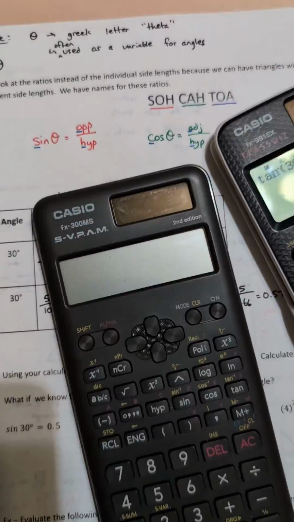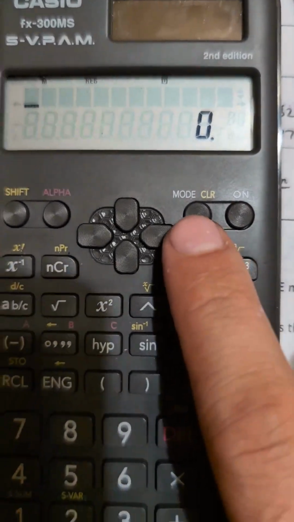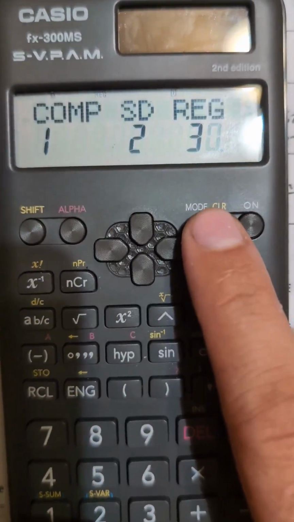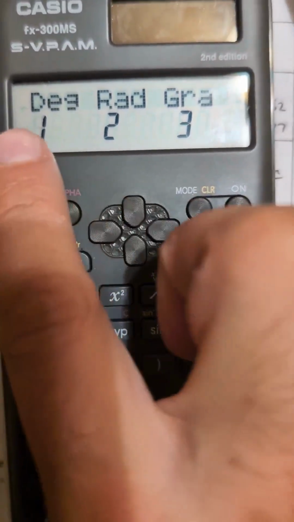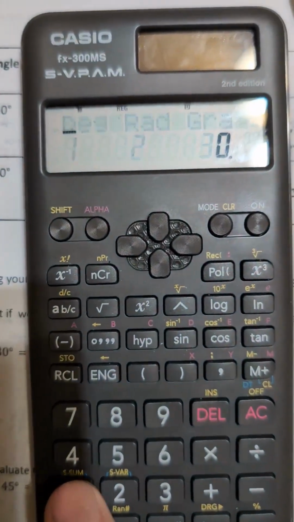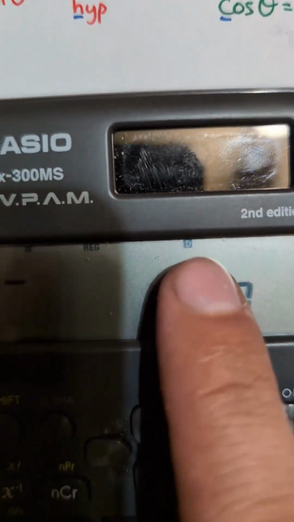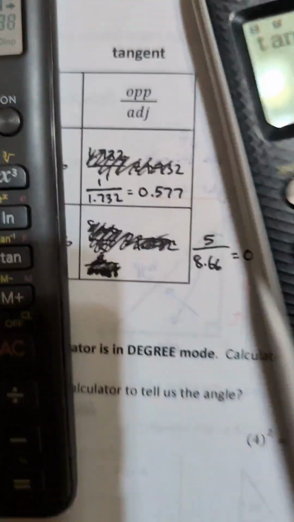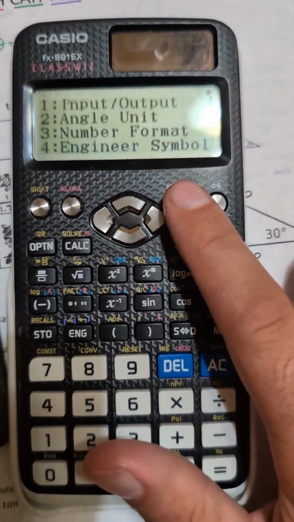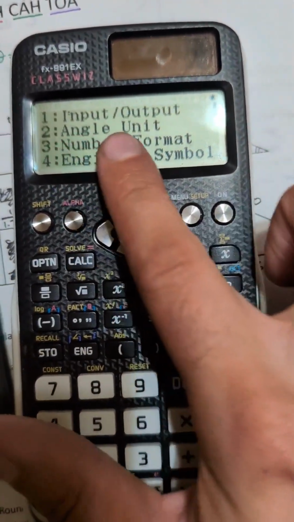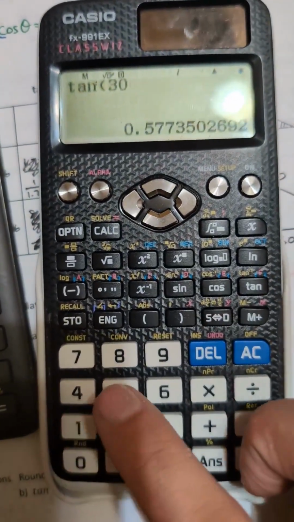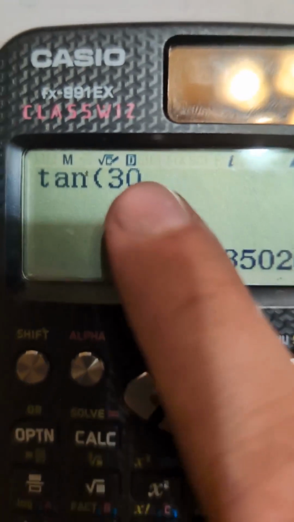There are some other calculators that might have a button that says mode or setup or something similar. So on this one, for mode, if I hit it a couple times, I see degrees, radians, gradients. So I want number 1 for degrees, and there it has a D for degrees. This calculator is a little more powerful, so it has more menu options. I want to choose my angle units. I want to choose degrees. And so again, we have D for degrees.